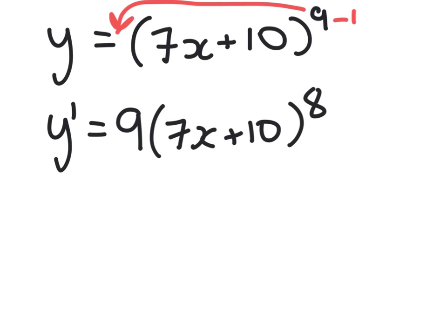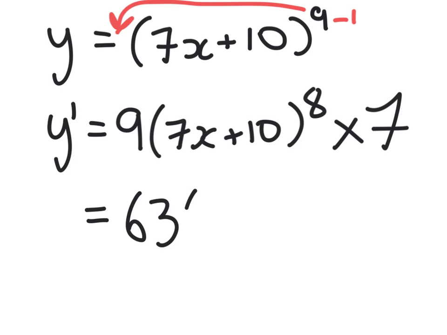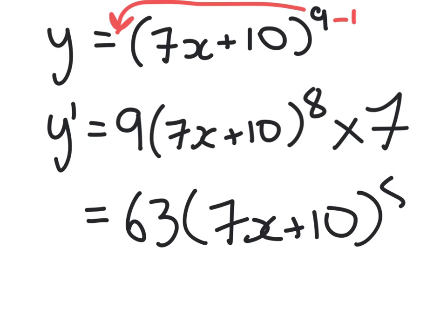So what I've done is I've differentiated my outer function. Now I need to differentiate my inner function. And the derivative of 7x plus 10 is just going to be 7. So I can cancel out the x and I can cancel out the 10. So I'm just left with 7, so it's going to be times 7. So now I just have to multiply the 9 by the 7. And 9 by 7 is 63. That's times (7x plus 10) to the power of 8. So the derivative of (7x plus 10) to the power of 9 is 63 times (7x plus 10) to the power of 8.